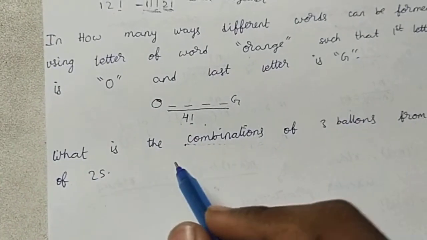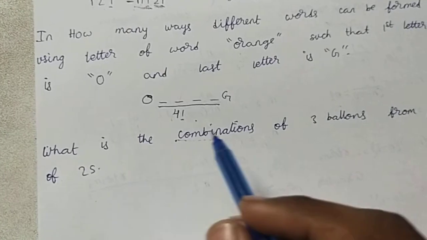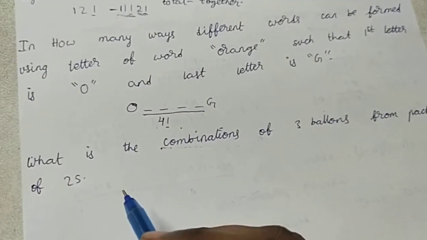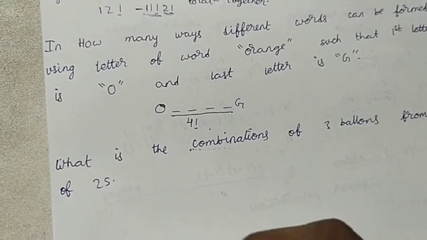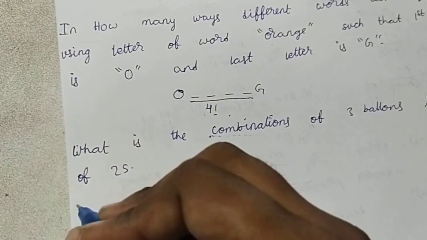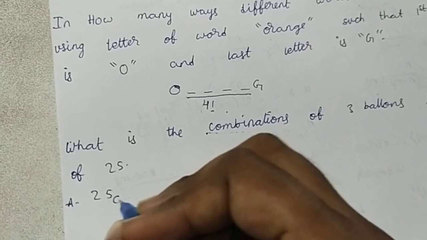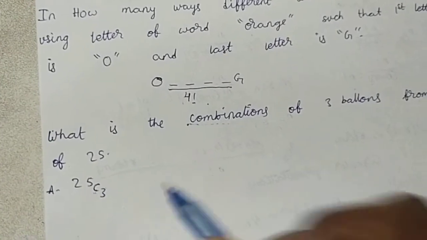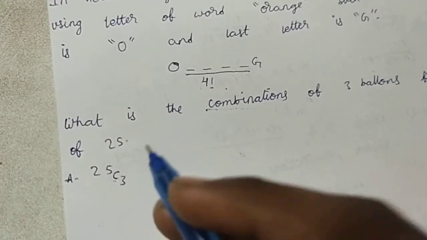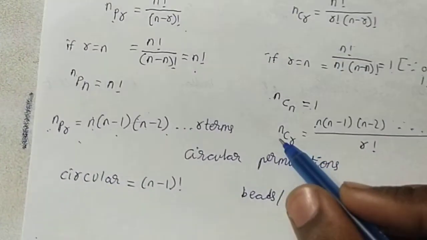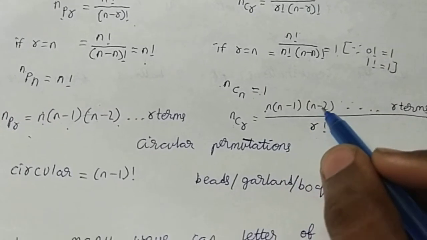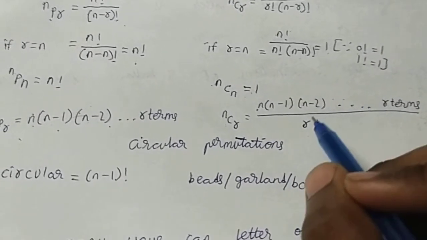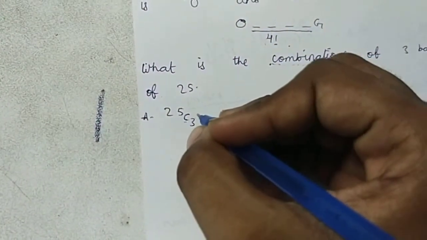Let's solve this question. What is the combination of 3 balloons from a packet of 25 balloons? So we have to write 25C3, because it is a combination, so we have to take C. We already have the simple formula of combinations: nCr is equal to n into n minus 1 into n minus 2 and so on, r times, divided by r factorial. So we have to take the formula.